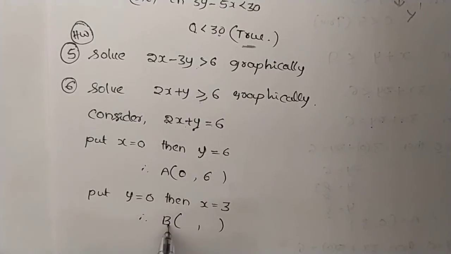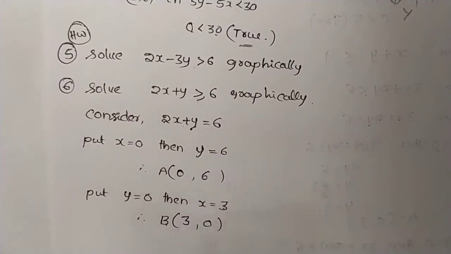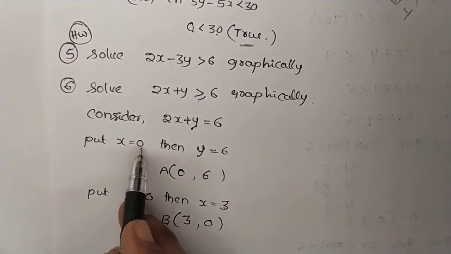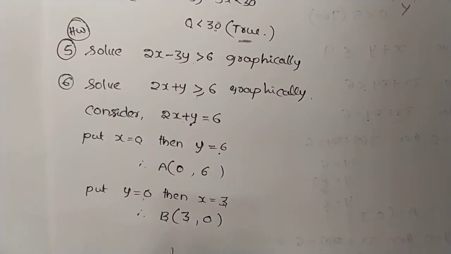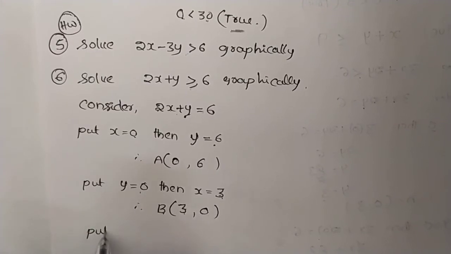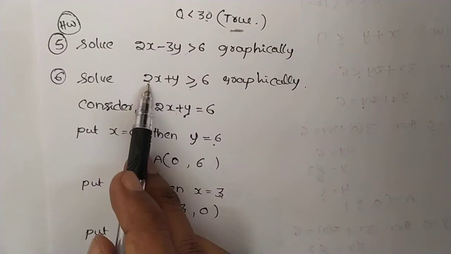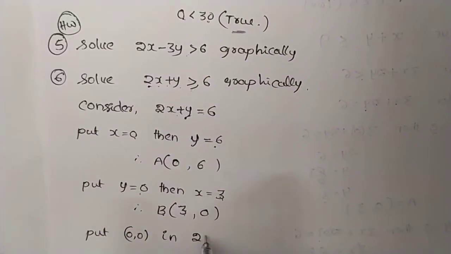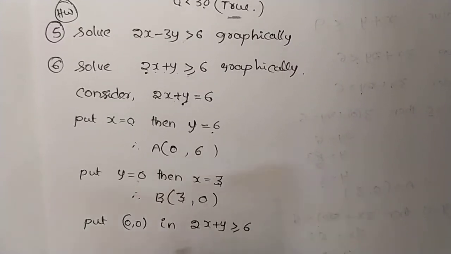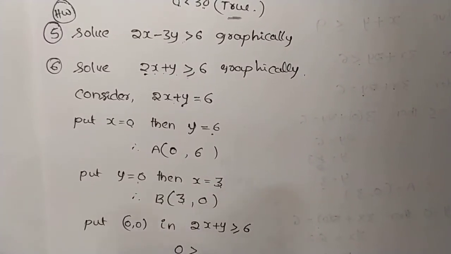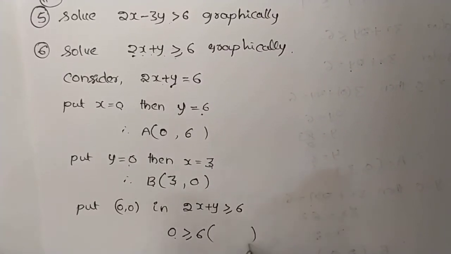Here the point B, x comma y, is x 3, y 0, right? Understood? A is 0 comma 6 and B is 3 comma 0. Next step is what? We have to put 0 comma 0 in the given inequality. The given inequality is 2x plus y greater than or equal to 6. So 0 is greater than or equal to 6.